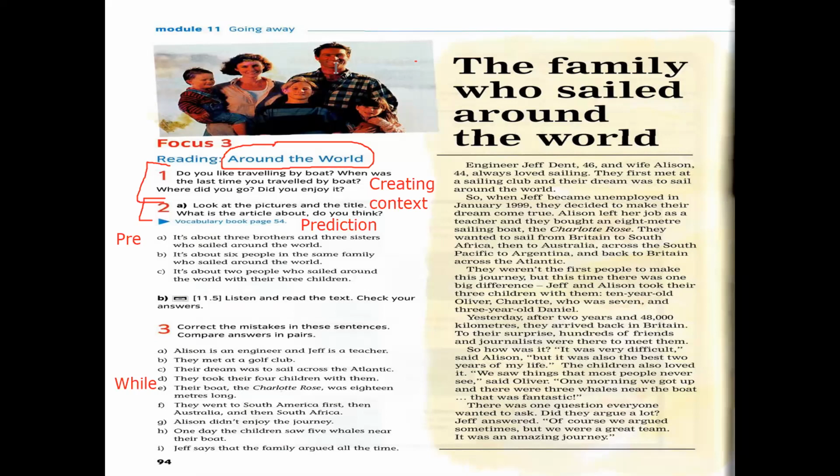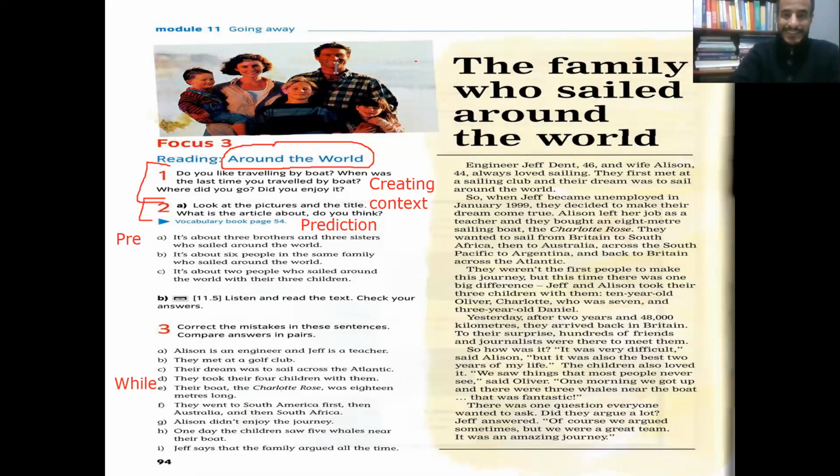And then write a summary about the text. This is the second activity. And the third one is: write a short paragraph about your last travel with your family. These are my three post-reading activities. How many activities? Three.